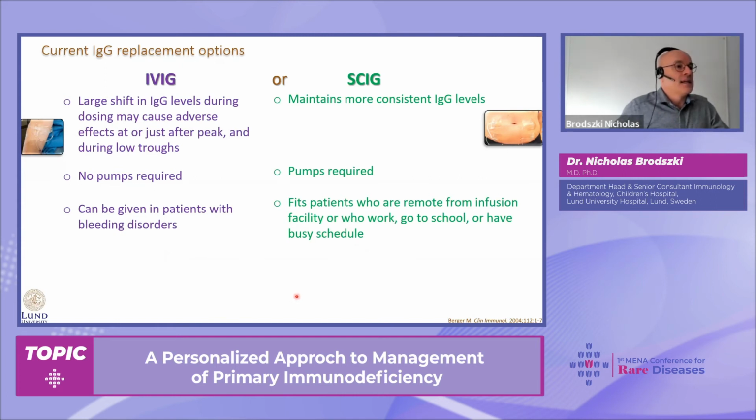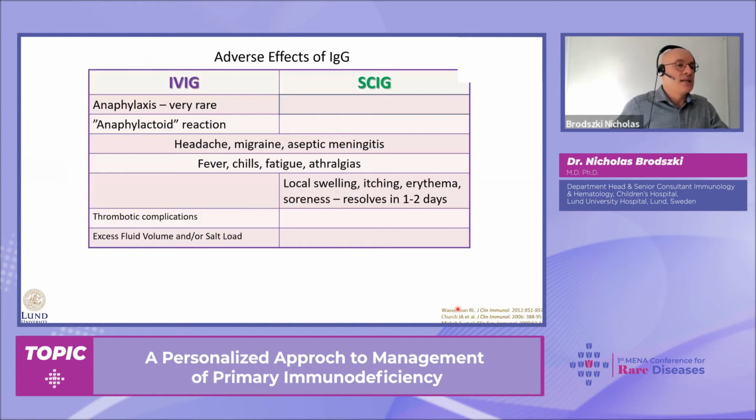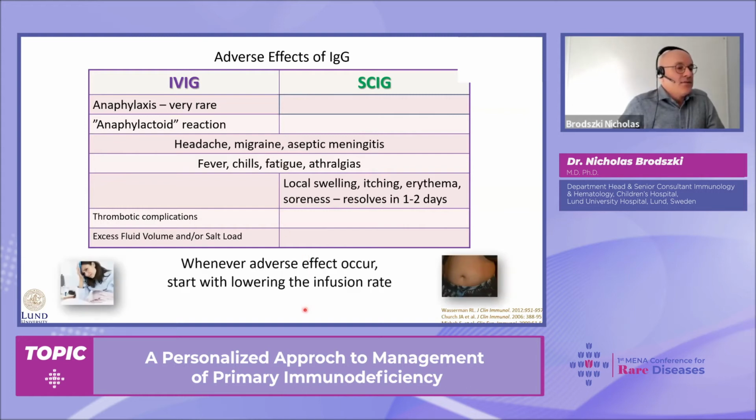On the adverse effect side, they're a little bit different. With IVIG, there have been some reports showing anaphylaxis or anaphylactoid reactions, while on subcutaneous treatment, you will have local swelling, itching, and erythema. And there are some common ones which appear, which are independent of the route. Some patients will experience this, especially in the beginning of a treatment. And experience, here comes my next personal touch, is very clear, not just for me, but for all of us working with this type of patients, that if you have a side effect, usually lowering the infusion rate will get you less side effects.